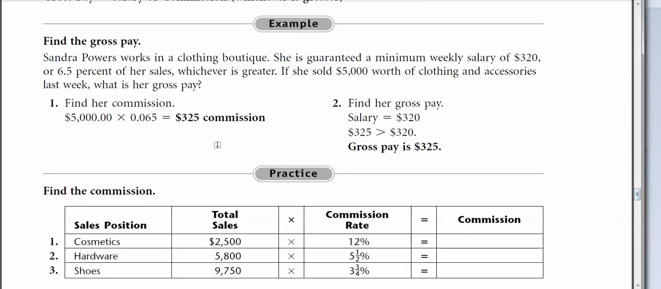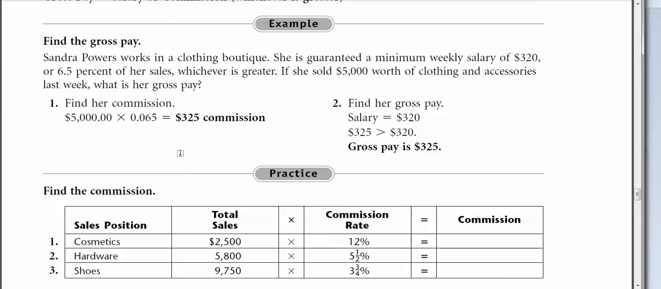Sandra Powers works in a clothing boutique. She is guaranteed a minimum weekly salary of $320 or 6.5% of her sales. Notice the word or, one or the other. She doesn't get both. Darn it. Whatever is greater. If she sold $5,000 worth of clothing and accessories last week, what is her gross pay?